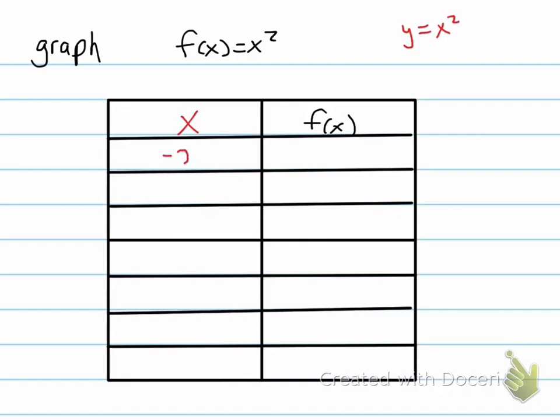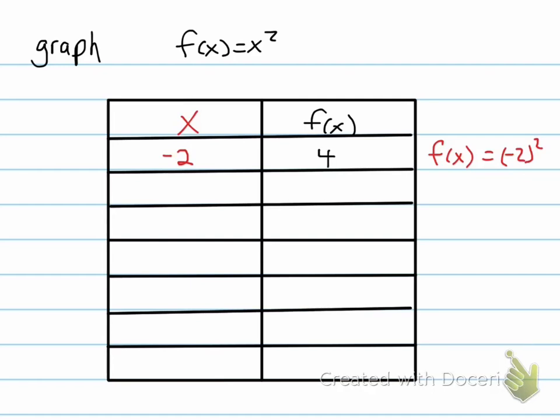So I'll do negative 2, and then I plug it in to see what it is. So I find my y value by plugging it in. So f of x equals negative 2 squared. So what does that equal? 2 times 2 is 4, the negatives cancel, so this equals a positive 4.